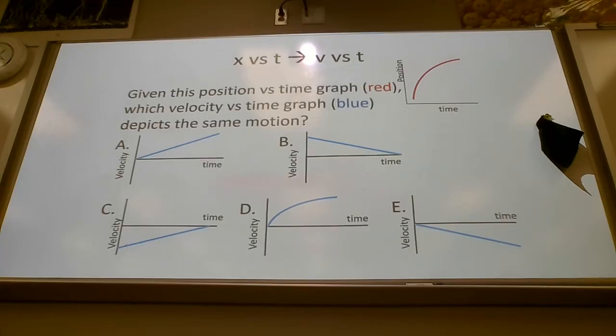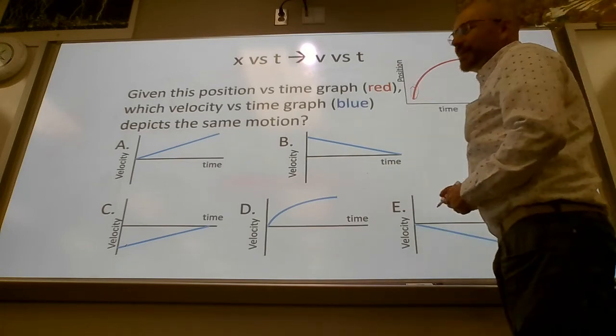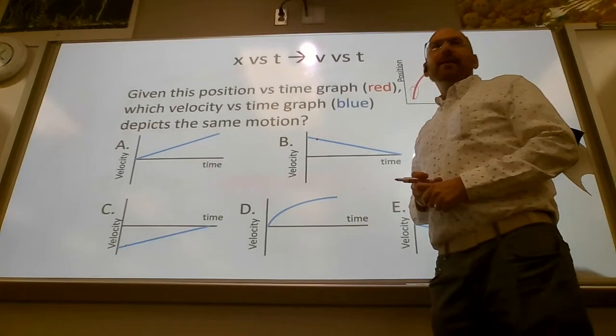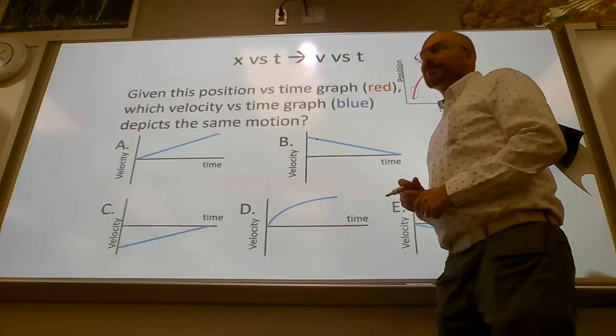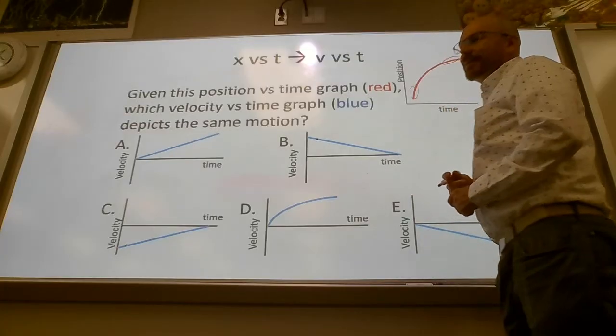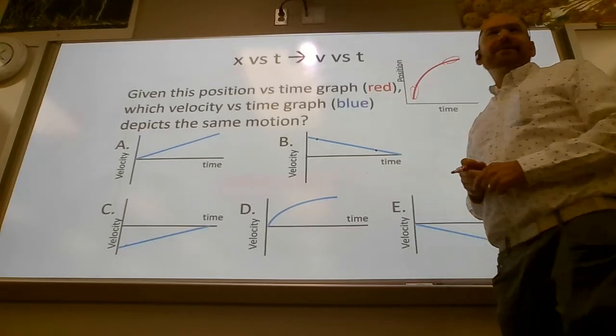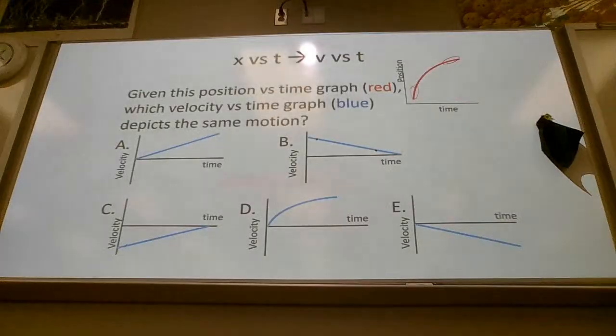Correct answer is B. Beautiful butterfly. Steep, positive, fast, positive. Shallow, positive, slow, positive. Connect them together. Yeah? Okay. There you go. All right.